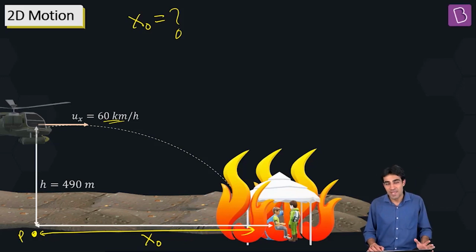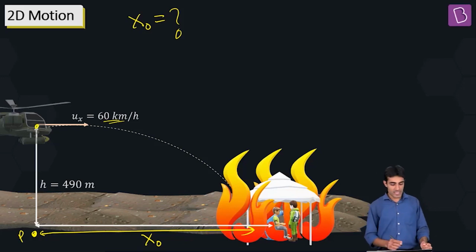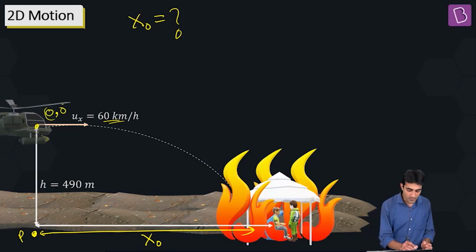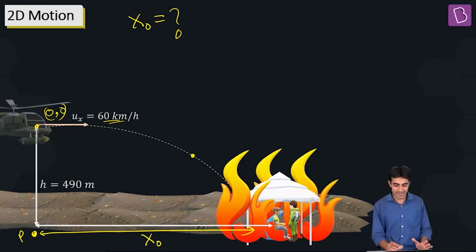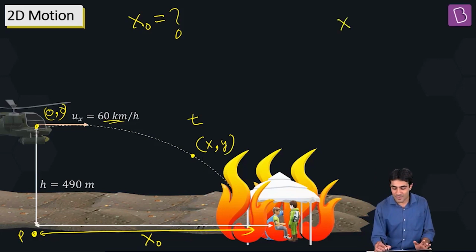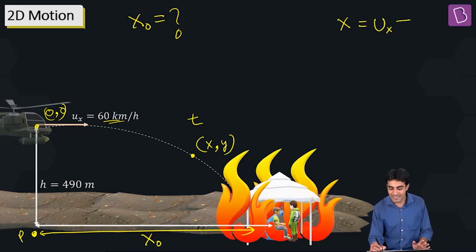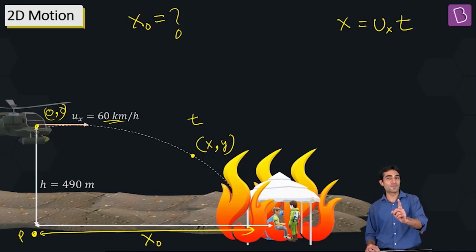This is the question. Now, let us see that this point at which we release the bomb is the origin. From this point, we can find the coordinates of the bomb as a function of time. Let's say at time t, the coordinates are x, y. The x component is the easiest one to find out. The x component is ux, the horizontal component of the velocity of the bomb, times t. The horizontal component of the velocity does not change with time because there is no acceleration in the horizontal direction, right? Right.